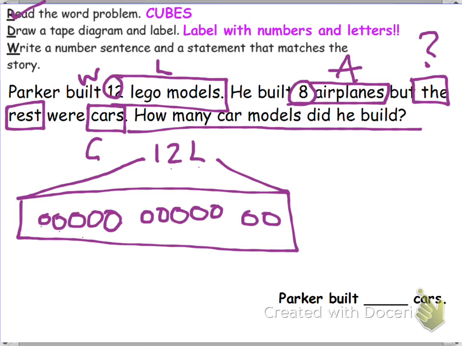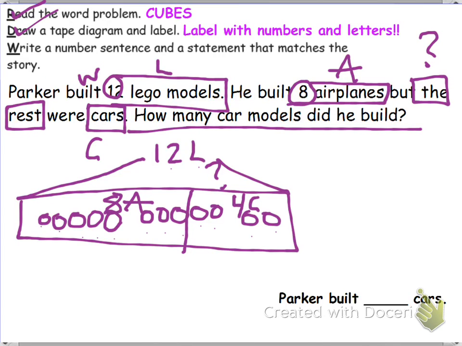So 1, 2, 3, 4, 5, 6, 7, 8. Put a line right there. So it's 8 airplanes. And then this is how many cars. So there's 1, 2, 3, 4. So it's 4 car models. So 8 airplanes, 4 car models. This is what we had to figure out, the car models. So now there's 4. So check. Whoopsies, did it again. Check.